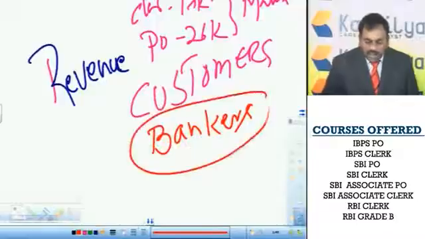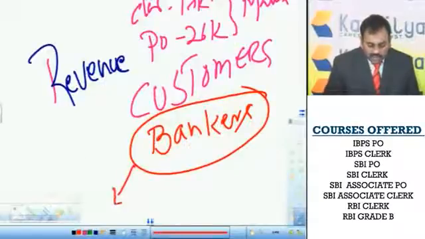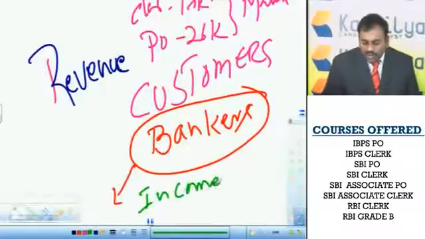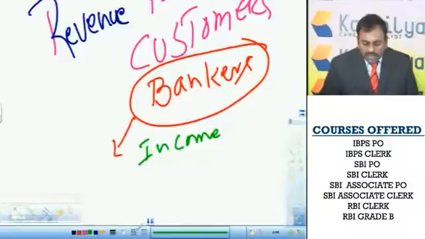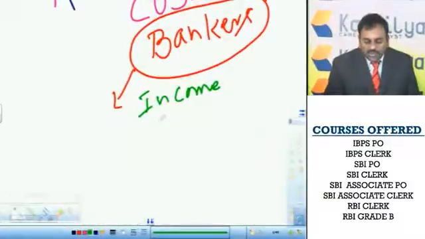In turn, the bank gets some income from this particular area. Understand? Income. This income can be used for meeting the expenses of the bank, my dears. That is the reason, if you want to sell a product, my dears, try to understand. If you want to sell a product, we should sell.